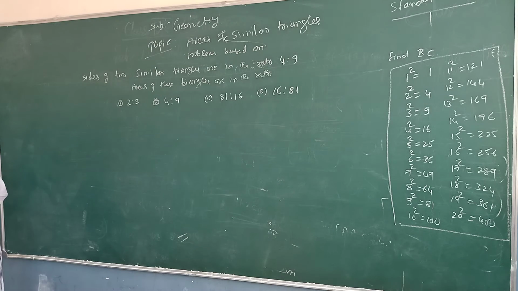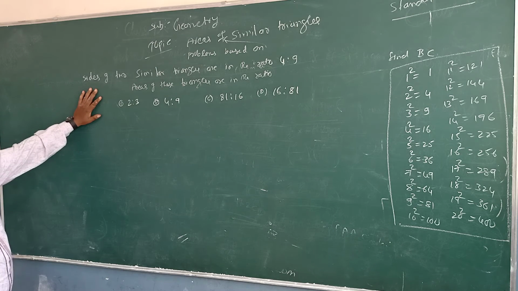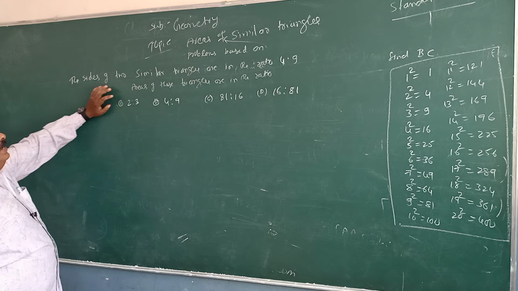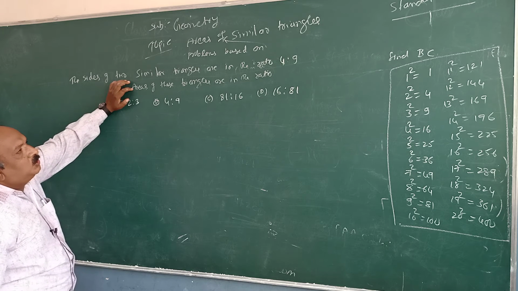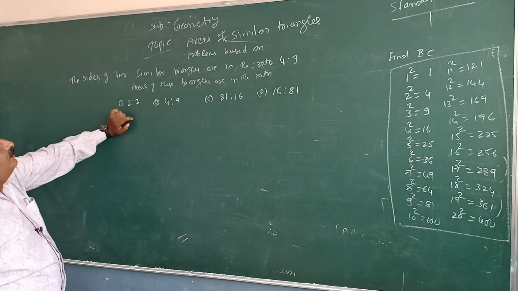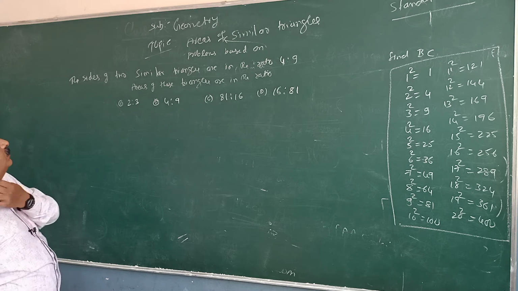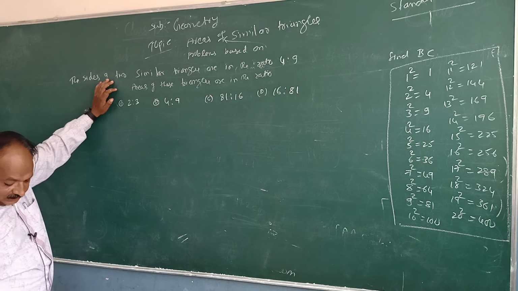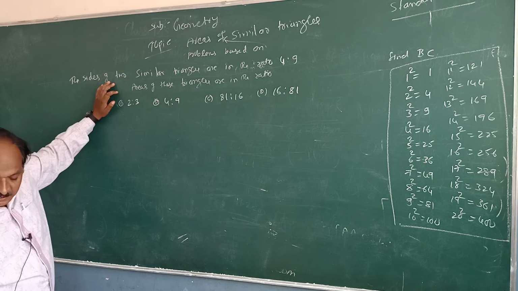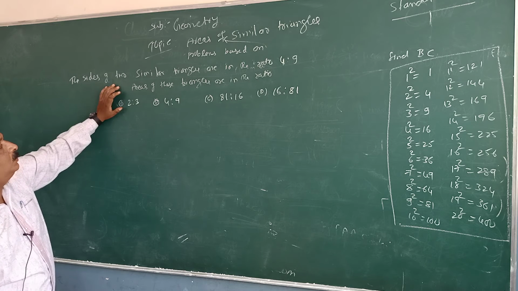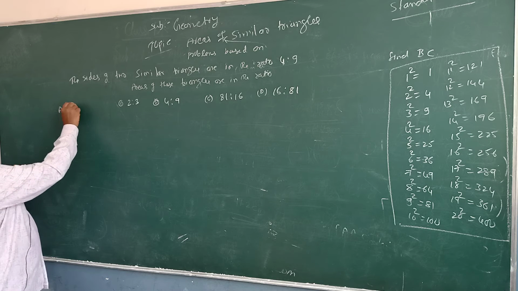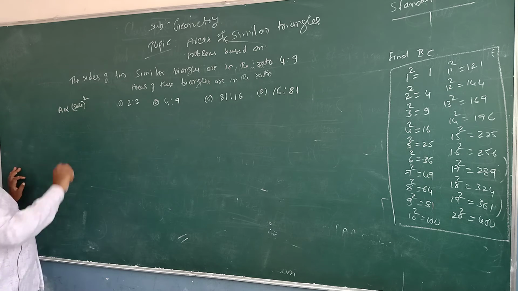My dear students, this question always appears in the examination. These types of questions. The sides of two similar triangles are in the ratio 4:9. The areas of these triangles are in the ratio dash. While solving this problem, the student must know the concept of the theorem. What does the theorem tell us? The areas of similar triangles are proportional to the squares of their corresponding sides.